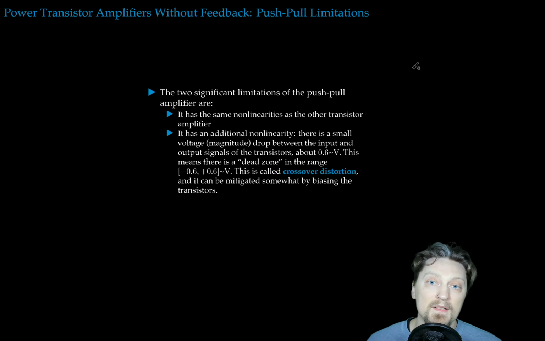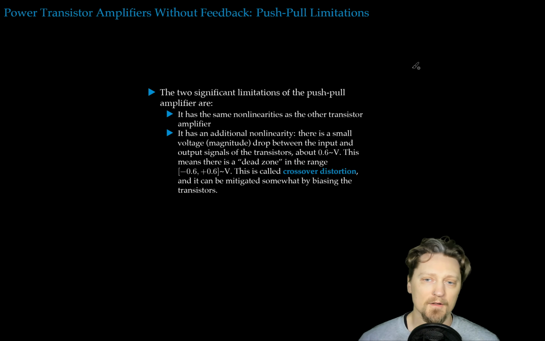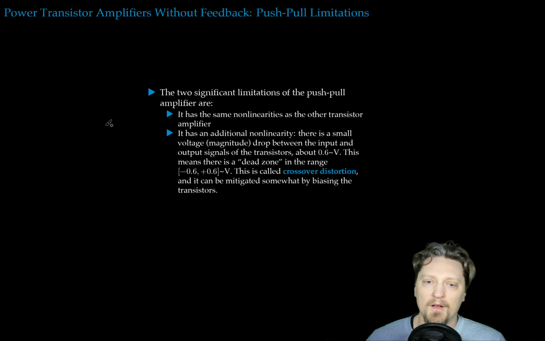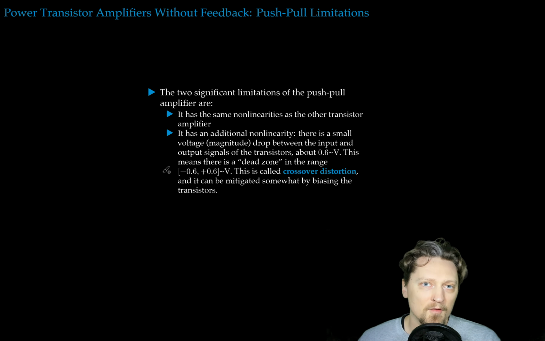The two significant limitations of the push-pull amplifier are, first, it has the same nonlinearities as the other transistor amplifier. So just like before, our beta parameter is not great for transistors. It has an additional nonlinearity. There is a small voltage or magnitude drop between the input and output signals of the transistor, about 0.6 volts. This means there is a dead zone in the range negative 0.6 to positive 0.6 volts. This is called crossover distortion, and it can be mitigated somewhat by biasing the transistors.